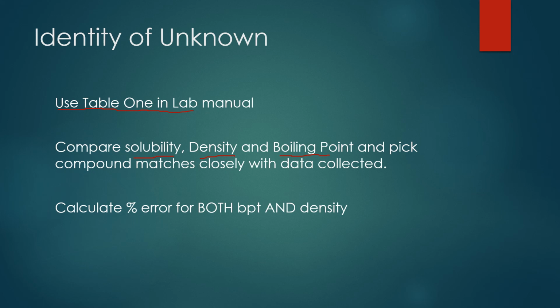This is experimental data. Once you know what your unknown is, you can then calculate your percent error. Make sure you are calculating percent error for both the boiling point and the density. So use the boiling point in the table. Once you figure out what your unknown is as your true value, you will take the boiling point from the previous slide. That will be your experimental or your measured value. Do the same thing with density.